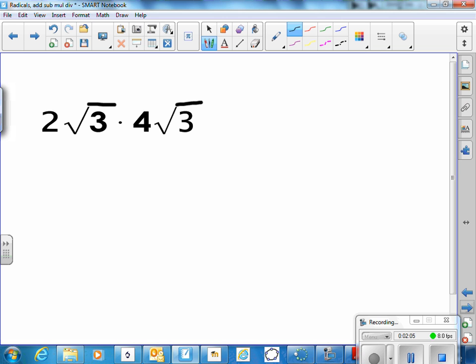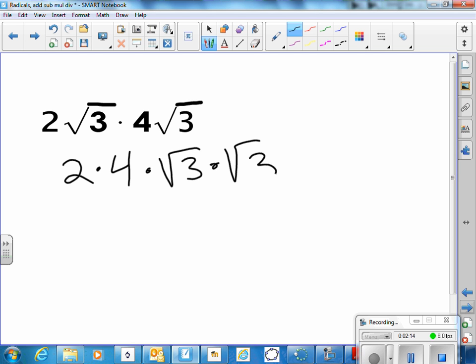Multiplying. Order is not important, so let's rewrite that as 2 times 4 times the square root of 3 times the square root of 3. Then maybe it's easier to see that 2 times 4 is 8. Square root of 3 times the square root of 3 is 3. So that whole thing simplifies to 24.